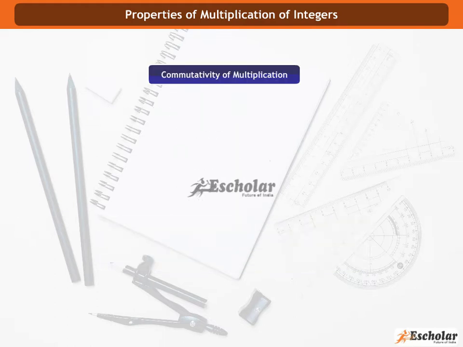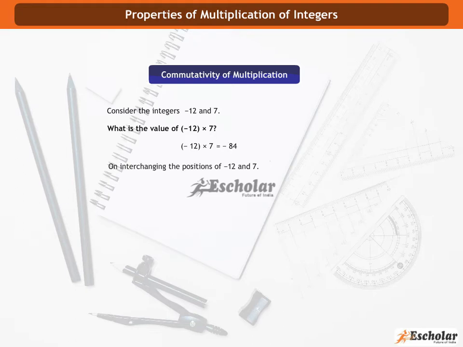Commutativity of multiplication. Consider the integers minus 12 and 7. What is the value of minus 12 into 7? Yes, minus 12 into 7 is equal to minus 84. Now, what will you get if you interchange the positions of minus 12 and 7? Will the product remain the same? Let us see. We have 7 into minus 12 is equal to minus 84. Therefore, minus 12 into 7 is equal to 7 into minus 12.